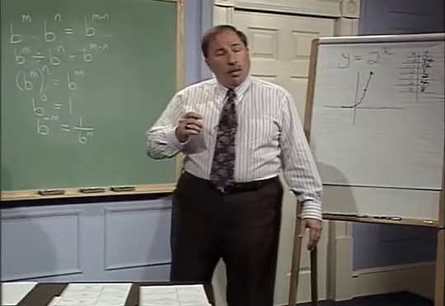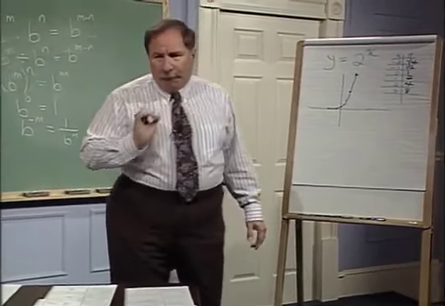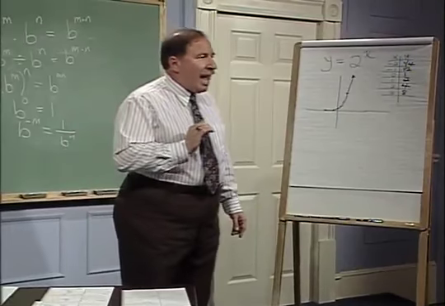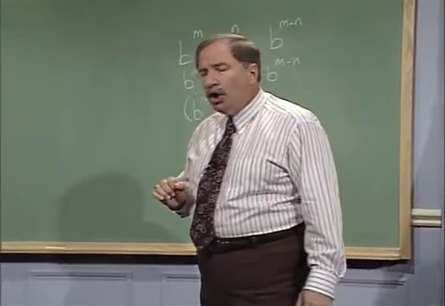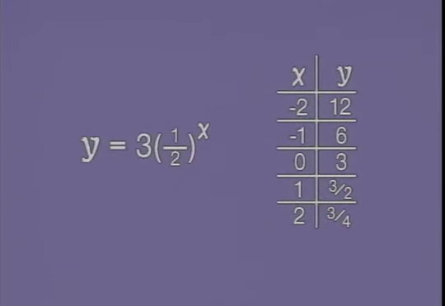Now, we want to look at next a little step up, a situation where we actually have a coefficient in front of our base to the x. And the next visual shows us that. We have 3 times 1/2 to the x.